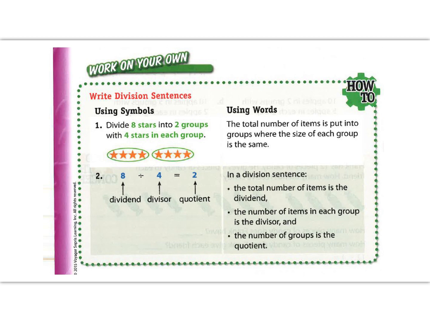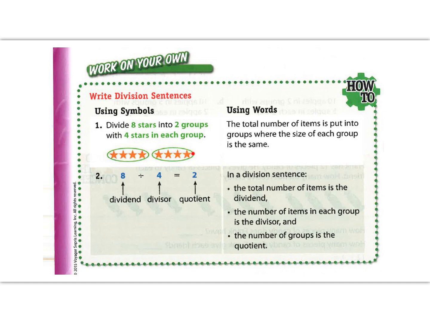So here it is in words. Write division sentences using symbols. Divide 8 stars into 2 groups with 4 stars in each group. In words, it says the total number of items is put into groups where the size of each group is the same. So we have 8 total stars divided into 2 groups. So the dividend is 8. It's being divided by 4 in each group, and the answer, or the quotient, is 2.